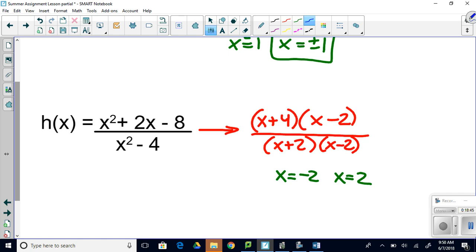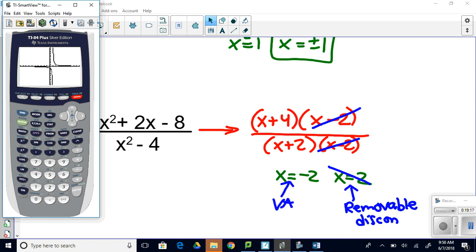But this is technically not a vertical asymptote because they cancel out. So we call this not a vertical asymptote. This is a removable discontinuity. When I graph this piece on my calculator, it's going to look like the normal graph, but there's actually an open circle there. So then x equals negative 2 is my only vertical asymptote.